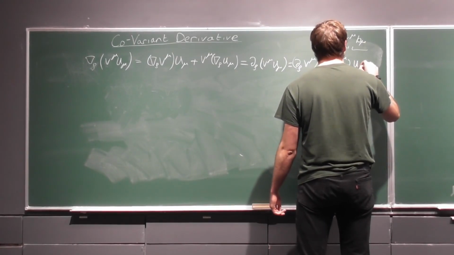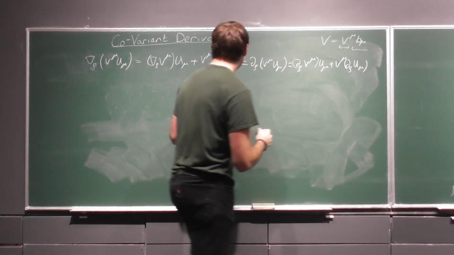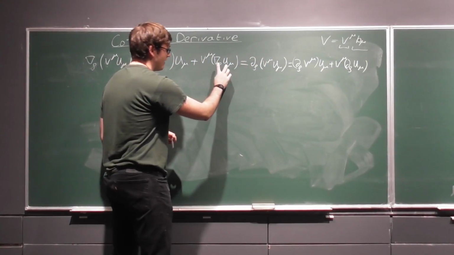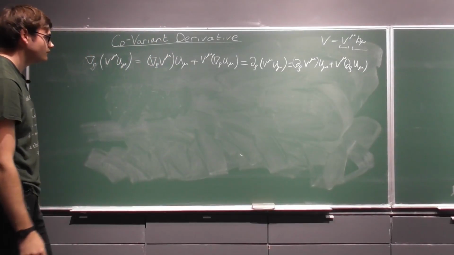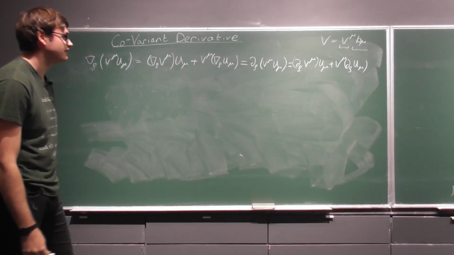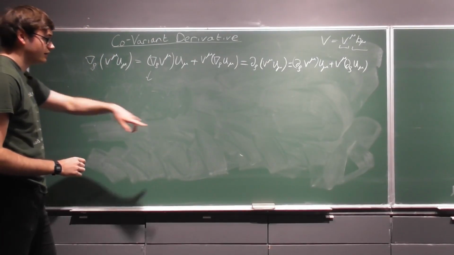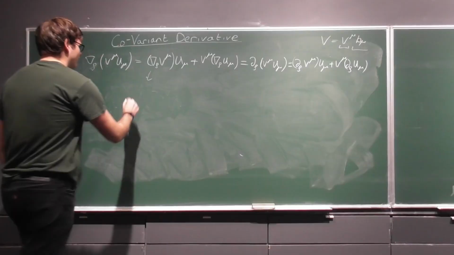Okay, so this is the thing I want. I want to know how the covariant derivative acts on a lower index. I'm kind of just going to mess around with things and solve for this. So this we can use our regular covariant derivative that we did earlier.